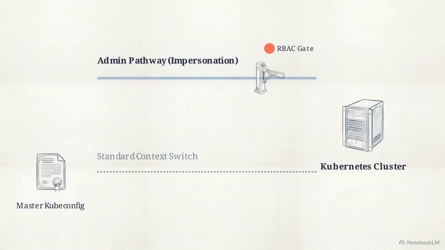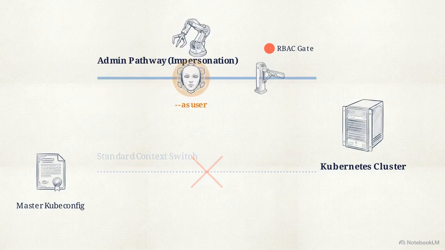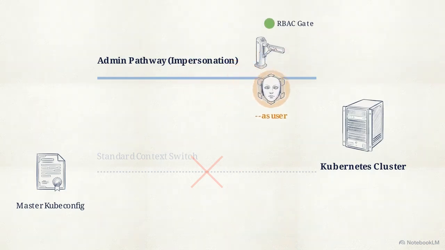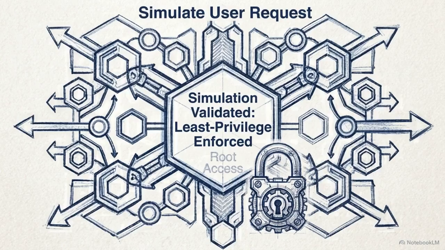This diagram models API impersonation using the --as user flag. It provides a surgical alternative to a hard context switch. Impersonation allows the admin to test the RBAC matrix accurately without ever altering their underlying master kubeconfig. This prevents dangerous privilege probing, allowing teams to validate least privilege security without exposing the root system.